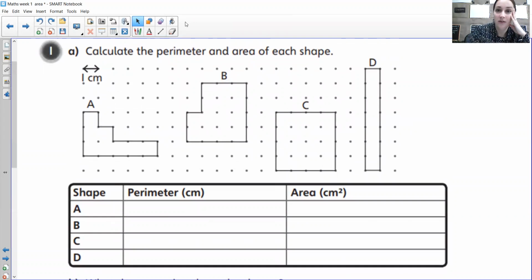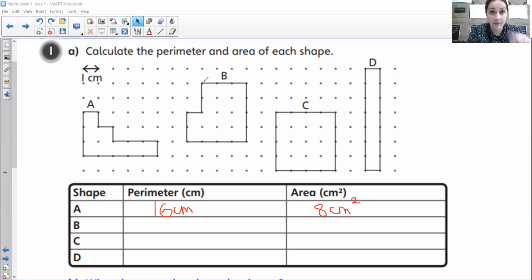Okay then, hopefully you've given that a go. Let's work these out together then. So first of all, we will do the perimeter of A. So this should have been hopefully quite nice and easy for us to do. So A is 1, 2, 3, 4, 5, 6, 7, 8, 9, 10, 11, 12, 13, 14, 15, 16 centimeters. Area 1, 2, 3, 4, 5, 6, 7, 8 centimeters squared. This is almost a bit of a rewind back to yesterday's lesson as well. So hopefully this wasn't too tricky.